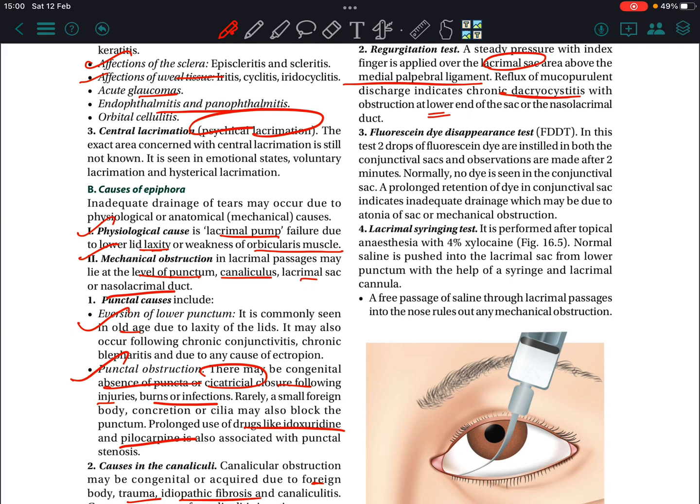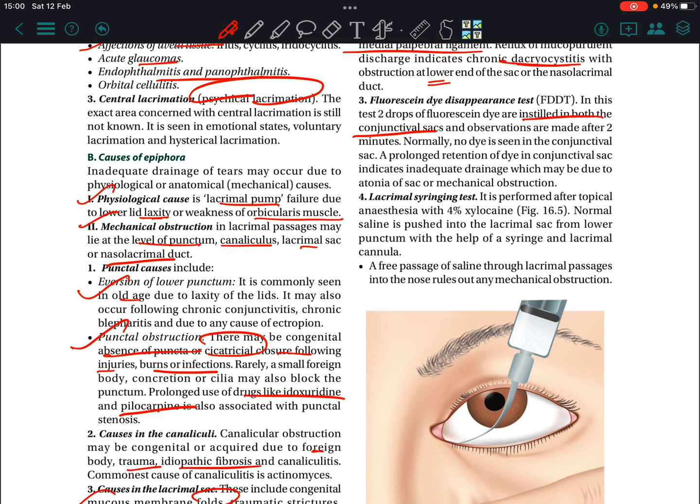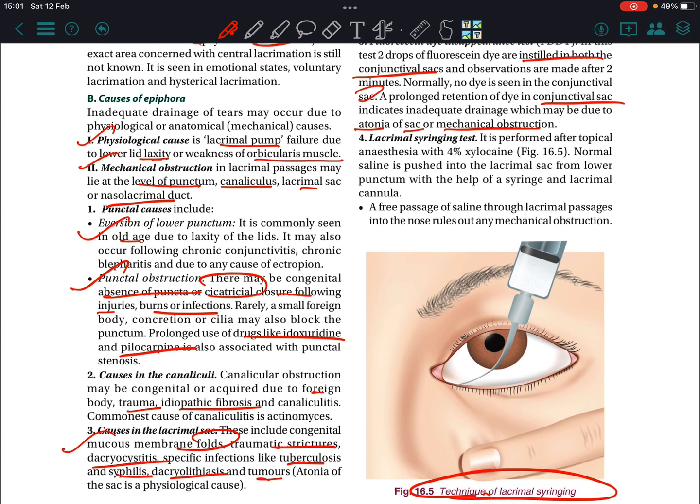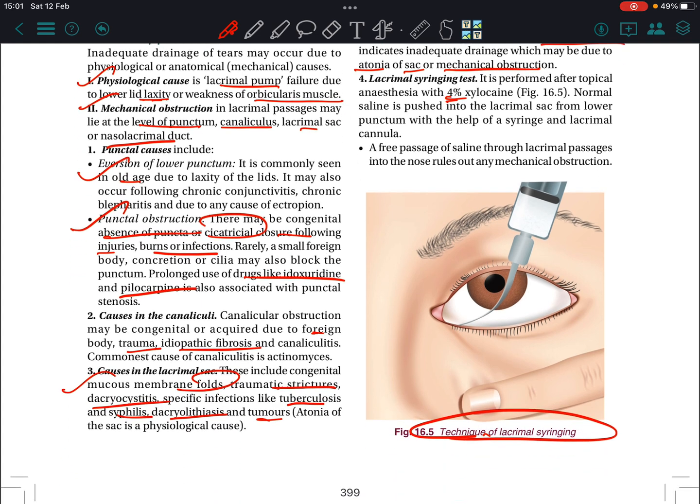Fluorescein dye disappearance test: in this test, 2 drops of fluorescein dye are instilled in both conjunctival sacs. Normally, no dye is seen in the conjunctival sac. Prolonged retention of dye in the conjunctival sac indicates inadequate drainage, which may be due to atony of the sac or mechanical obstruction. Lacrimal syringing: it is performed after topical anesthesia with 4% xylocaine.